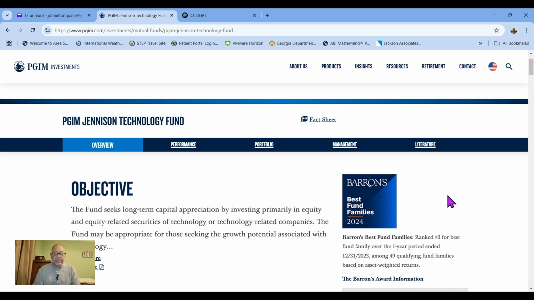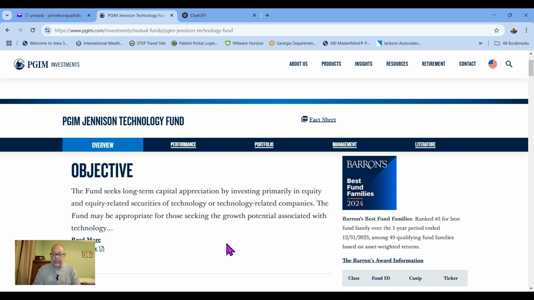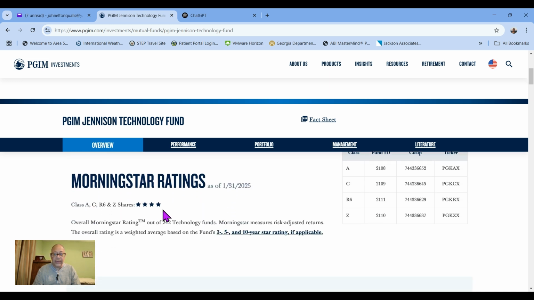Now, this is really, really nice. It's got the objective here. We always take a look at that, and it's related to securities of technology or technology related companies. And if we take a look down here, it's got a Morningstar rating of 4 stars. Now, this, remember, I picked this out myself because I was told to. And that's something that you, as a do it yourself investor, you're going to hear that quite a bit when you start talking to advisors and things along that line.